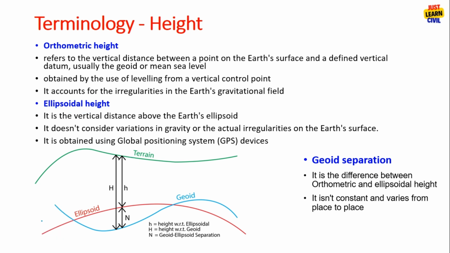When you use WGS and you get the height, then what you are actually getting is the height above the ellipsoid, and what you actually need is the height above the geoid. So you will have to add or subtract the geoid separation of that location.